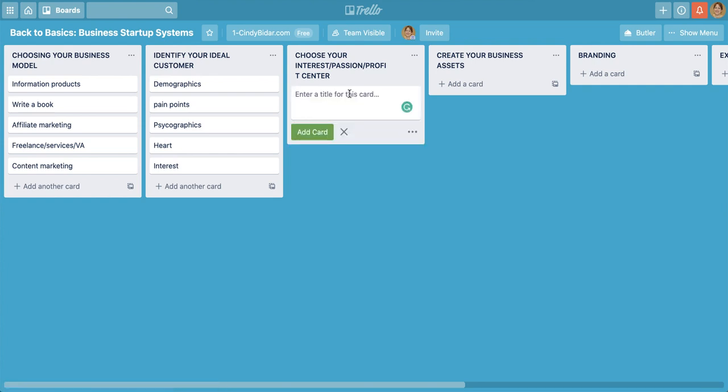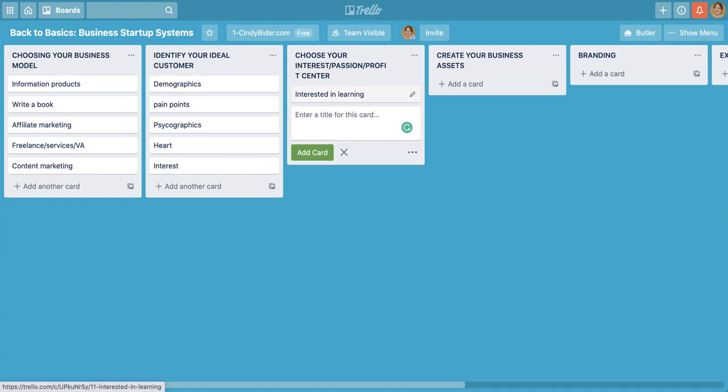Under choosing your passion or your interest or your profit center, there's a lot of different ways that you can decide what your topic is going to be. Those are some of them. You can base it on, is it something that you're super interested in? Maybe you're interested in learning about it. An example of that would be my garden blog. I'm not a master gardener, but I'm certainly interested in learning about it. So that's one of the reasons why I chose that topic for that little side hustle business. Maybe it's something that you're passionate about.